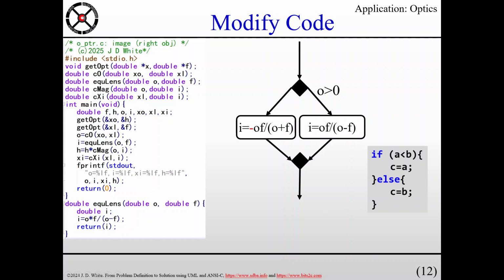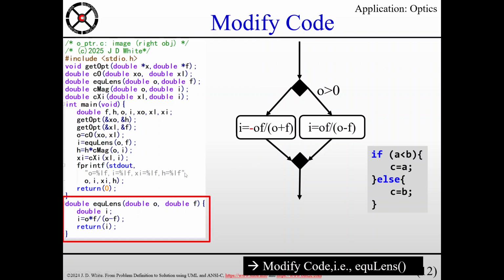What's my time? Better check my time, make sure I got the time. Okay, so here, where is the change going to be? It's right in equation lens, right? I no longer have one equation, I've got an if-else. So if O is greater than 0, and else. Okay, let's look at modifying our code.